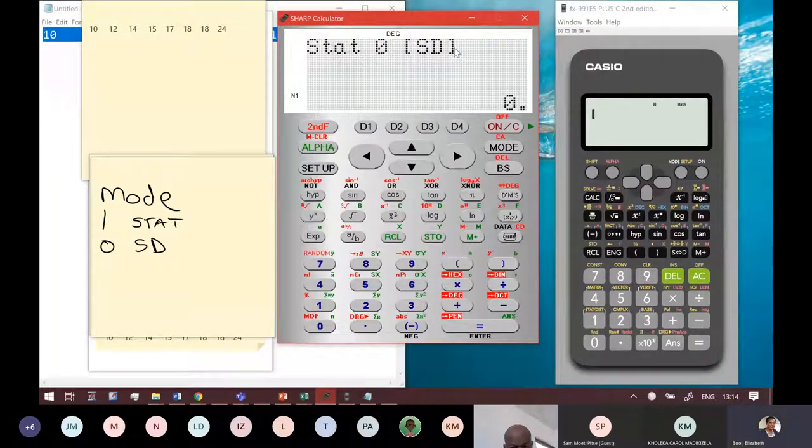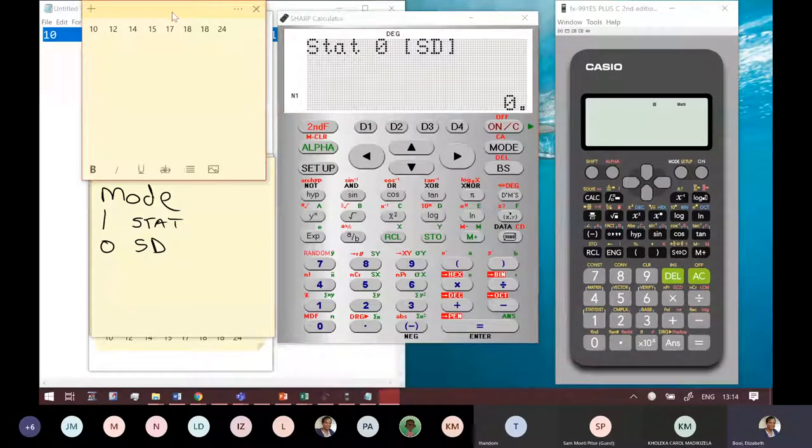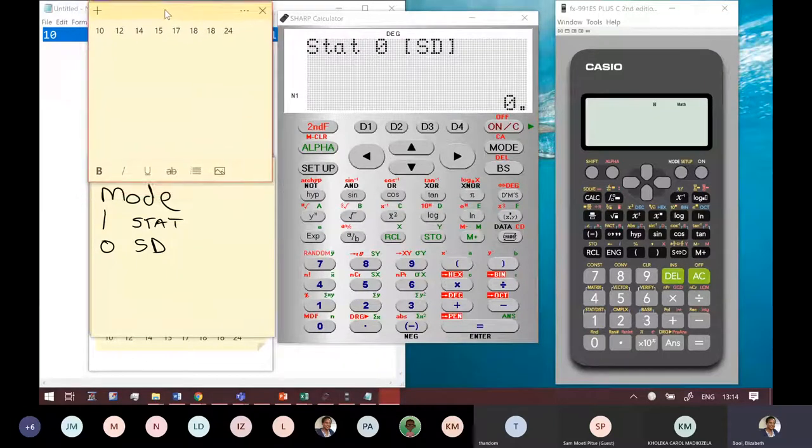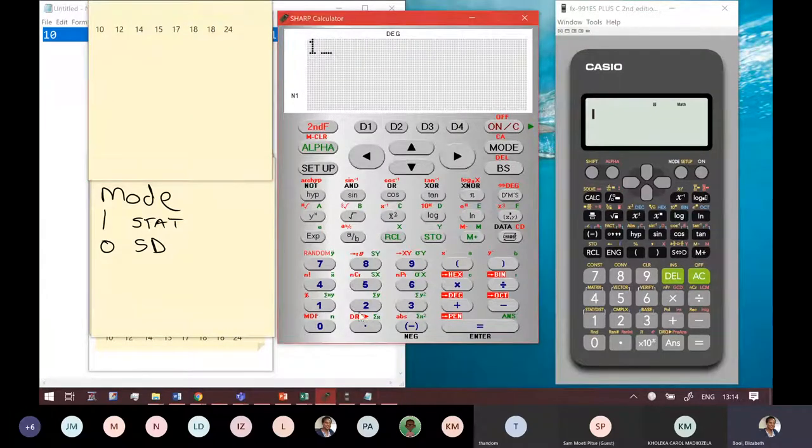Then now, we need to capture this data that we have. Remember, we were given the data set, which is 10, 12, 14, 15, 18, 19, 21, and 20. So to capture that data is easy on your Sharp calculator. Remember, this is only for the Sharp students. So on Sharp, you press 10, and you press the data change.